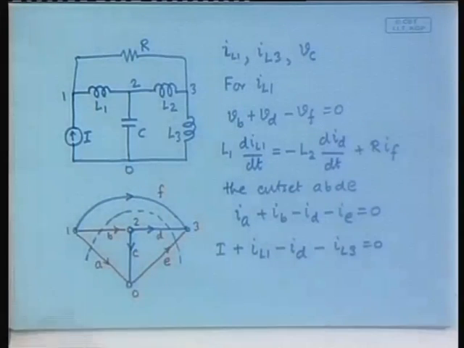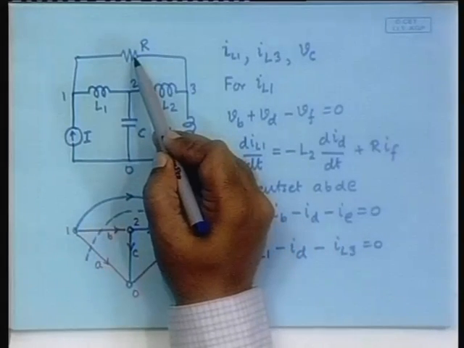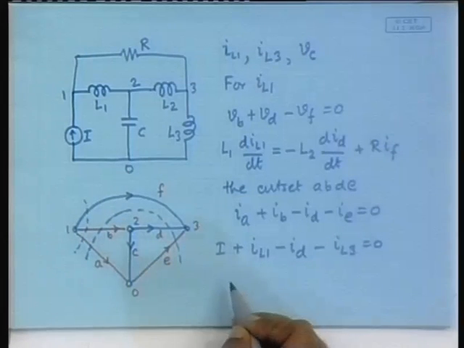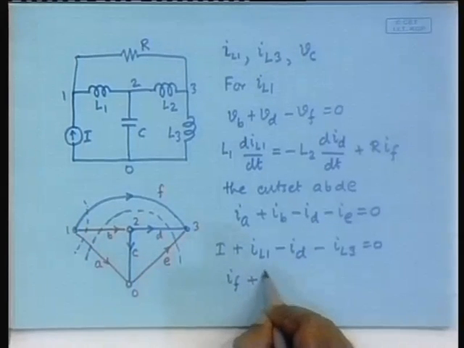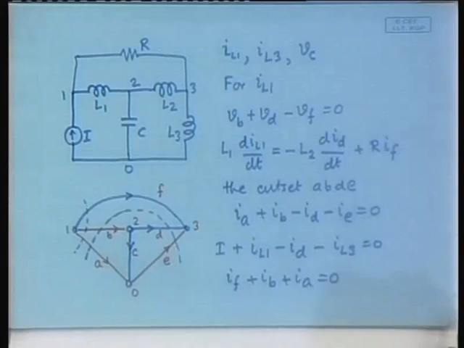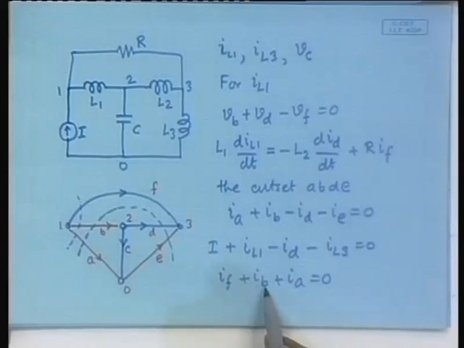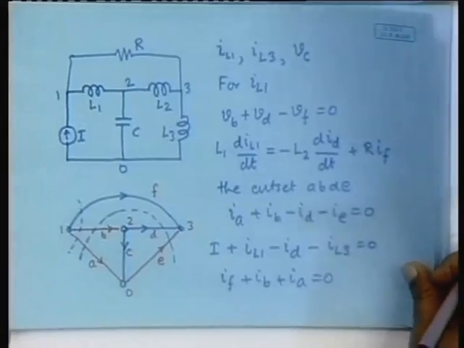IF should be found from the basic cut set that includes this branch. Where is the basic cut set? This one. So that is obtainable as IF this way plus IB plus IA is equal to 0. Substitute these two. IB we know it is IL1 and IA we know it is this I. So we substitute it here.